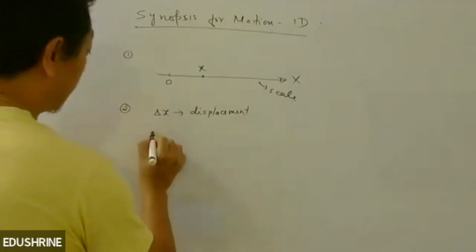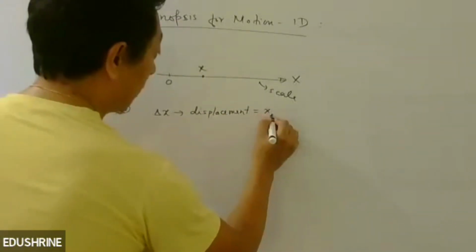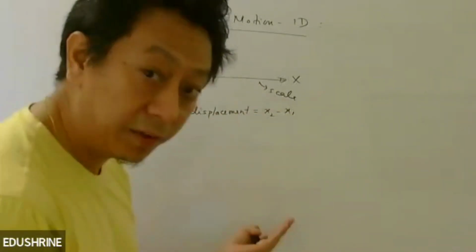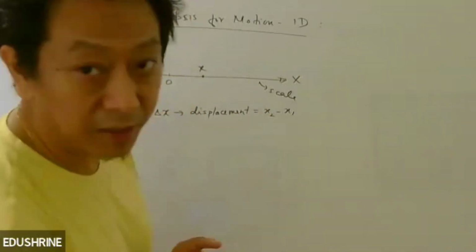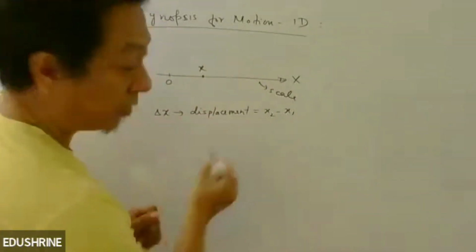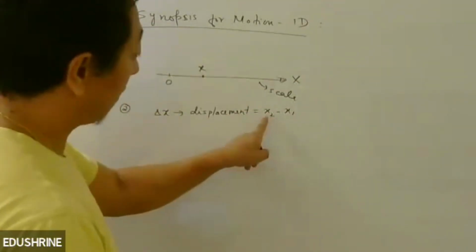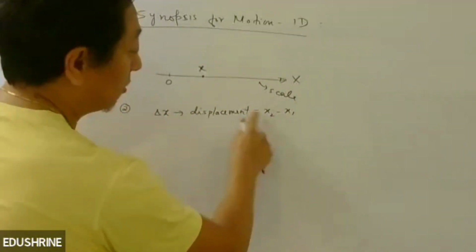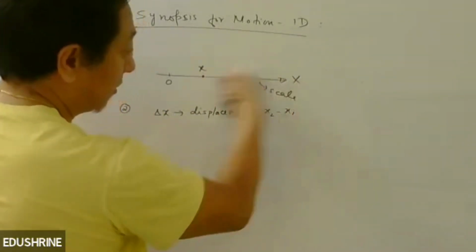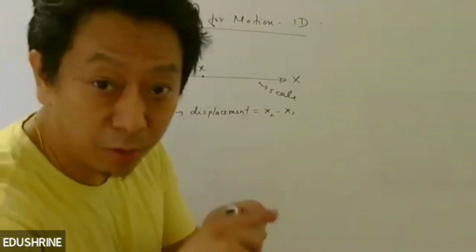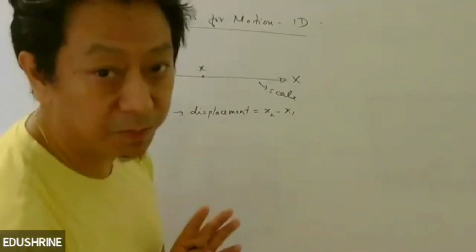Okay? That means the displacement formula is what? Final x minus initial x. It can be positive, it can be negative, it can be zero because there is a minus sign. So if you go this side, x2, the final, will be more. If you come this side, final will be less because you are coming near the origin. So if this is more, positive. If this is less, negative. And if these two are the same, when you come back to the same point, that time displacement will be zero.